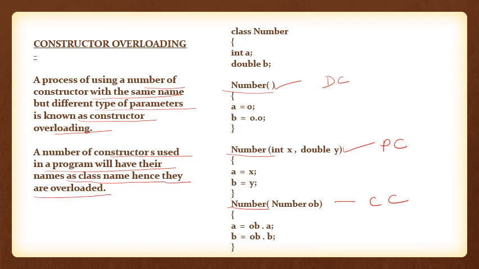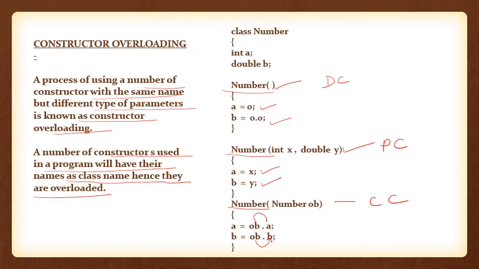Here the default constructor initializes A with 0 and B with 0.0. In the parameterized constructor, A is initialized with the formal argument x and B is initialized with the formal argument y. Here is the object OB. In the copy constructor, A is initialized with the data member of object OB. How can we refer to the data members of object OB? OB dot A and OB dot B. So A equals OB dot A and B equals OB dot B.